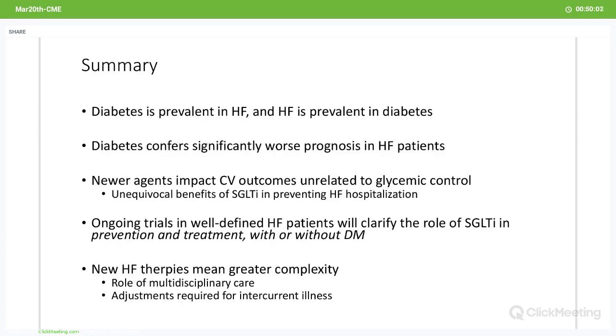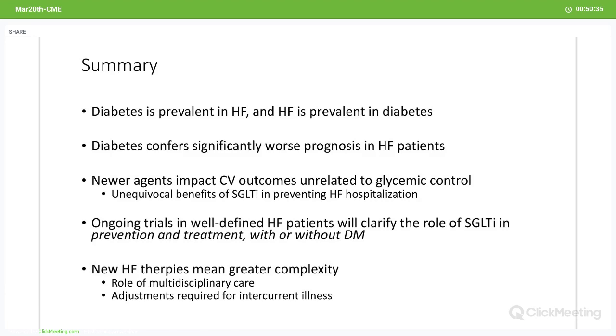So in summary, I think diabetes is prevalent in heart failure patients, and heart failure is actually very prevalent in the general diabetic population. And clearly that's a toxic interaction, that diabetes unequivocally confers a worse prognosis in patients with heart failure. And newer agents impact cardiovascular outcomes, probably unrelated to glycemic control, but we don't know the exact mechanism. And the biggest benefit we're seeing in heart failure is reduction in heart failure hospitalizations in an at-risk population.